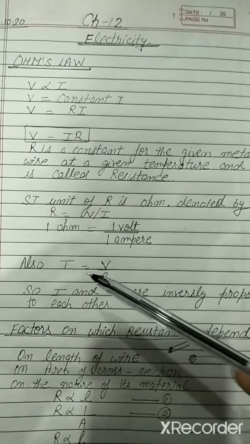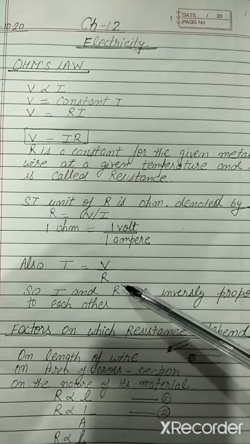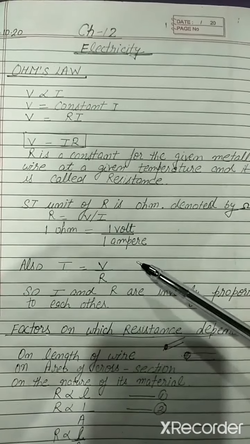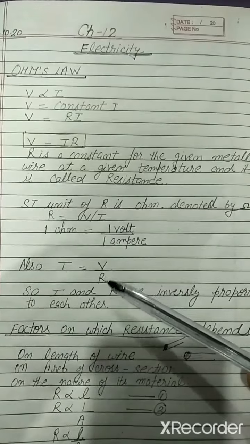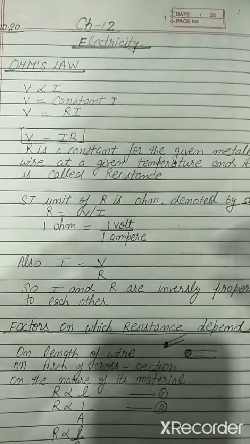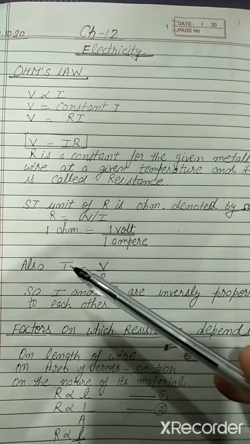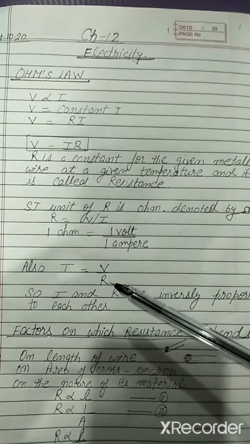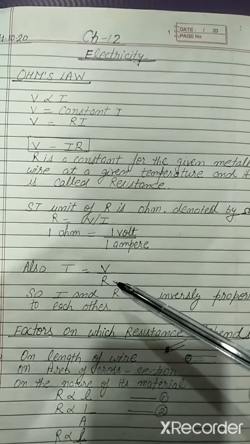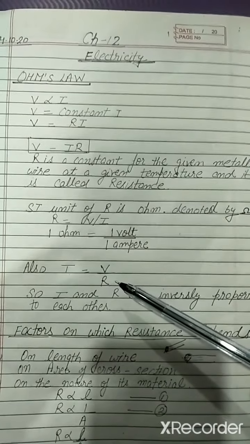And if we calculate, I equals V by R, that is, I and R are inversely proportional to each other. If resistance is large, then current will flow very less, right? Because resistance opposes the flow of current.